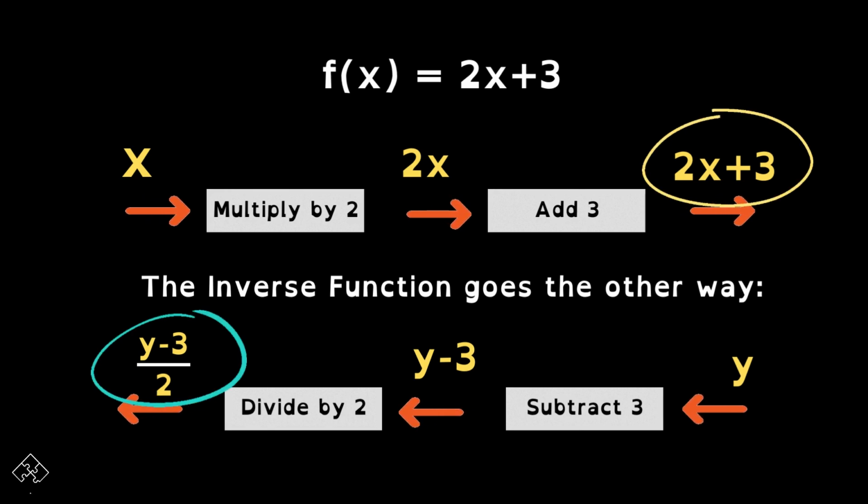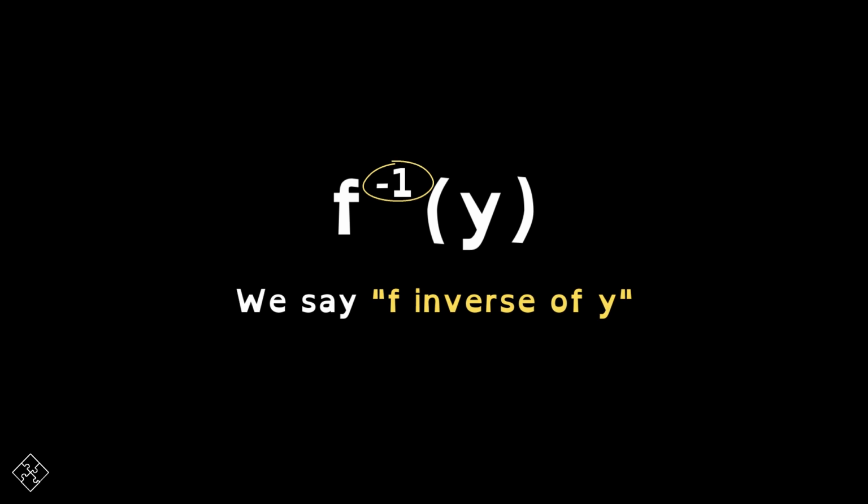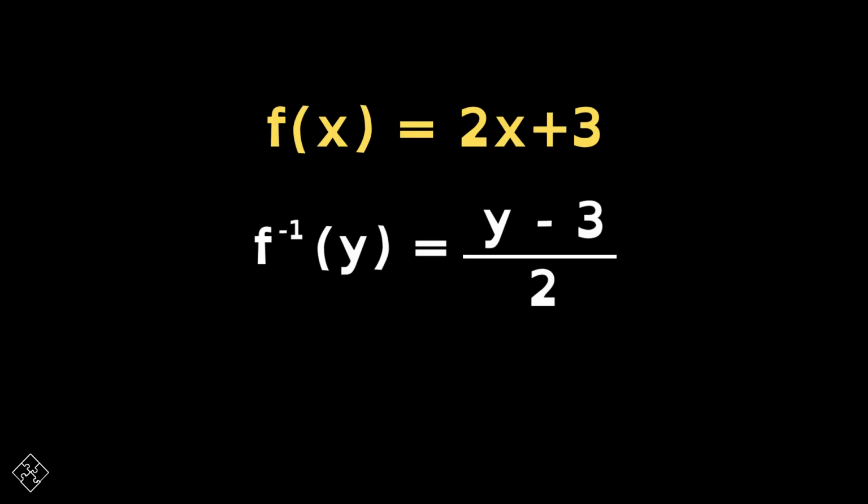The inverse is usually shown by putting a little negative 1 after the function name, like this. We say f inverse of y. So, the inverse of f of x equals 2x plus 3 is written f inverse of y equals y minus 3 over 2. I also use y instead of x to show that we are using a different value. Back to where we started.